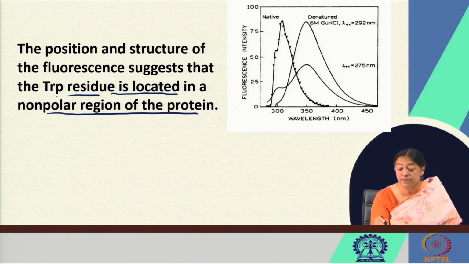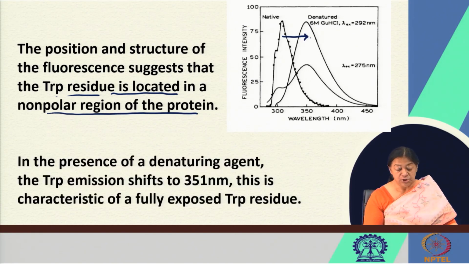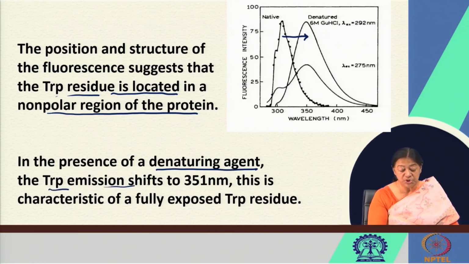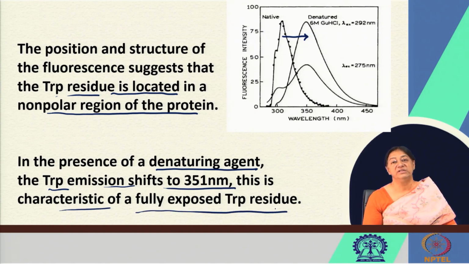Why? Because from the native to the denatured we have a red shift. So, in the presence of the denaturing agent, in this case GuHCl, the tryptophan emission shifts to 351, which is characteristic of a fully exposed tryptophan residue. So, just by looking at the fluorescence emission spectra, we can understand the positional preferences of the tryptophan and see where it had been located.